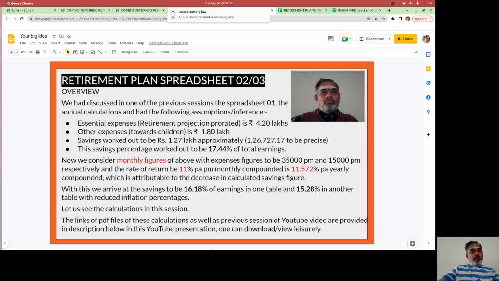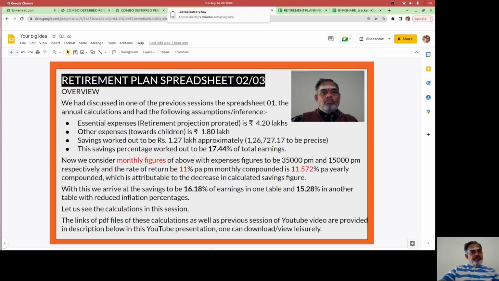Now we consider monthly figures of the above, with the essential expenses figure at 35,000 rupees per month and other expenses at 15,000 rupees per month respectively. The rate of return is the same 11% per annum, but monthly compounded it is 11.572% per annum yearly compounded, which is attributable to the decreased calculated savings figure.